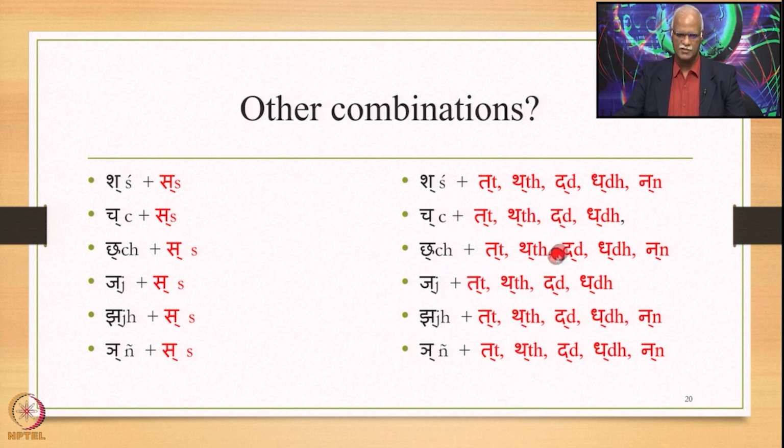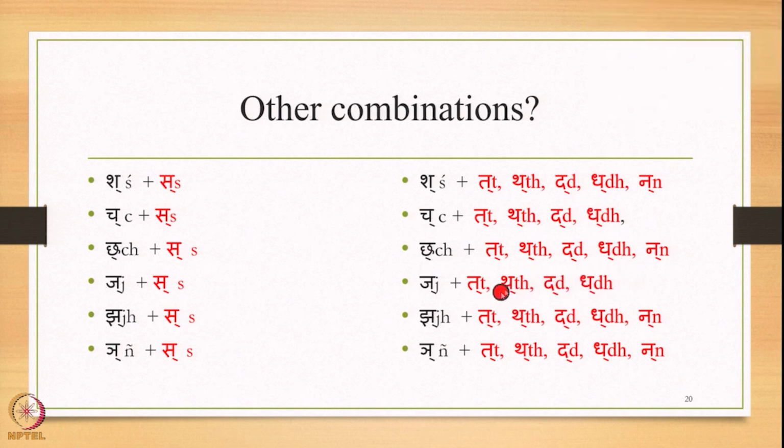Amongst these there are some combinations which are already obviously omitted. They are omitted with some purpose and they are already taken care of, and that is why they are not mentioned over here. Ch plus n was already mentioned in the previous slide, and j plus n was also mentioned previously. So they are not mentioned over here. So these are the other combinations that are possible, and there are several other combinations that can also be possible.